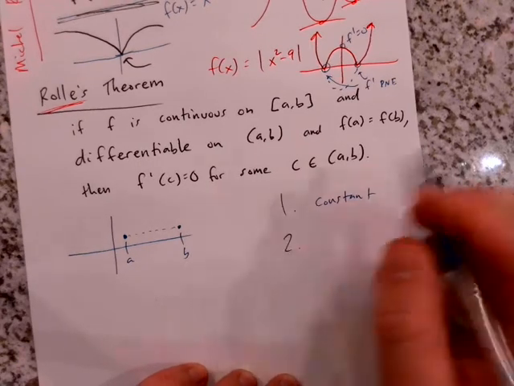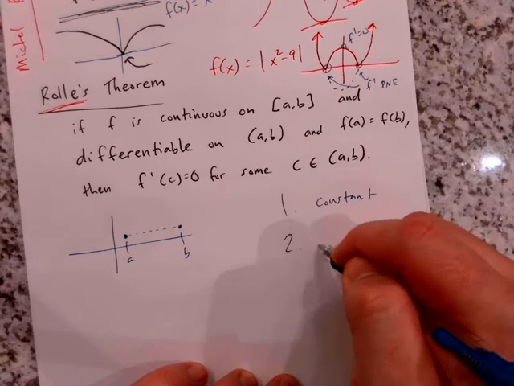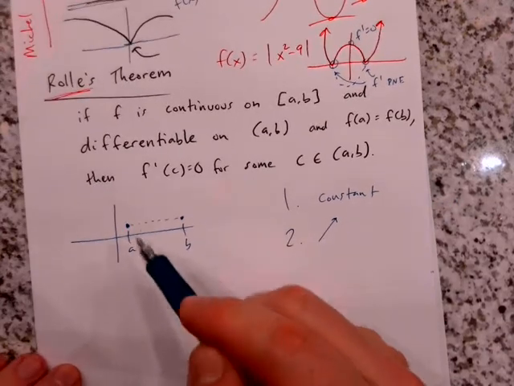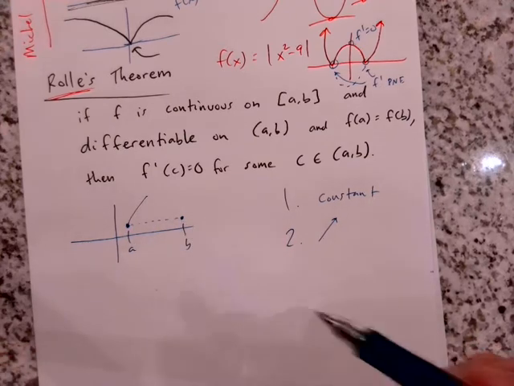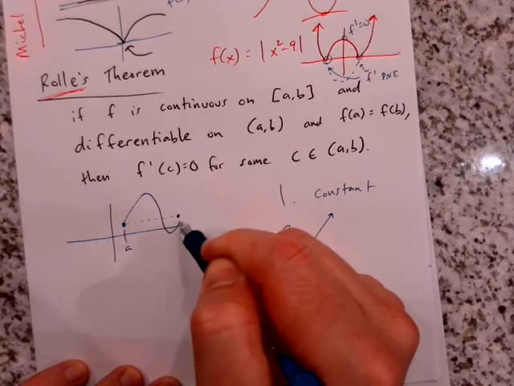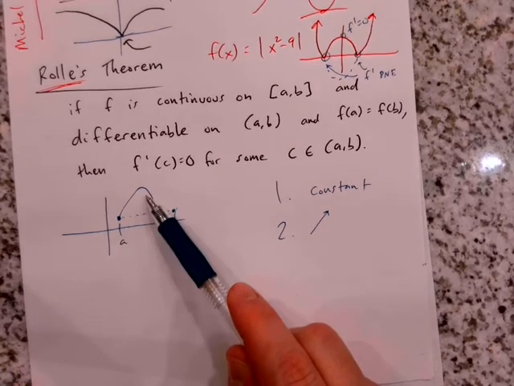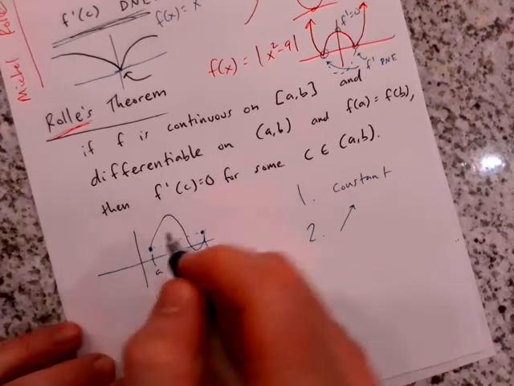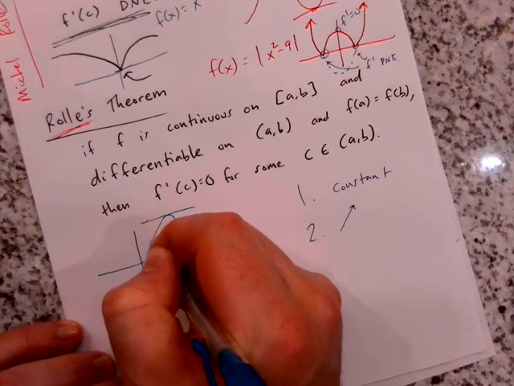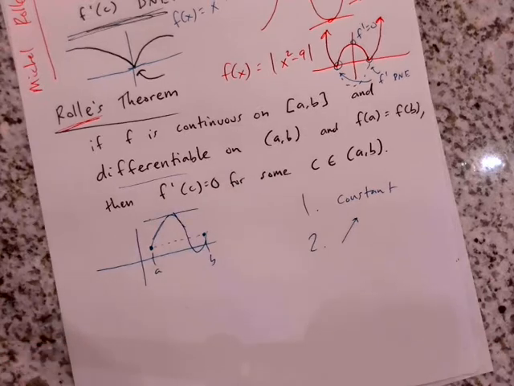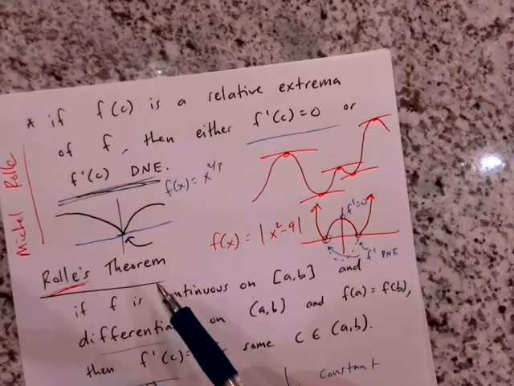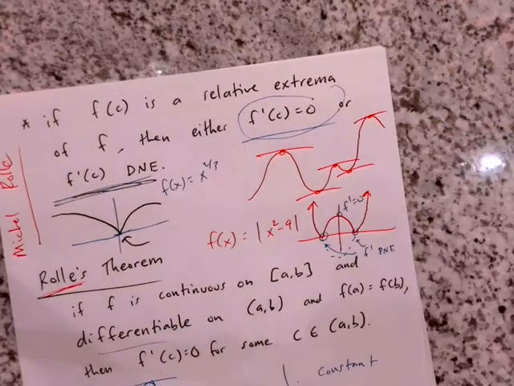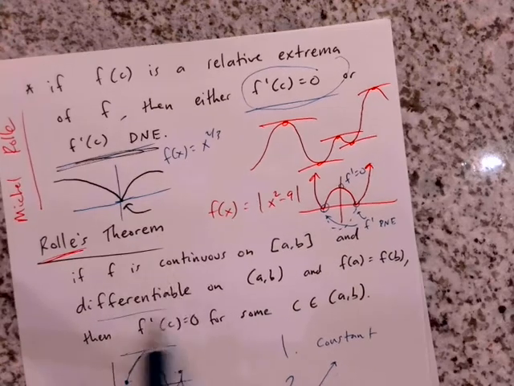The second possibility is that after f of a, the graph goes up. So after a, the graph goes up, but if it ends up right there, it has to go back down. Maybe it goes back down and goes back up, but either way, if it starts up, it has to go down, and it has to be a smooth transition from positive slopes to negative slopes in order to be differentiable. That gives you a relative extrema. In that relative extrema, f prime has to be 0 if it exists, because f prime exists for Rolle's theorem, which means that's not a possibility.